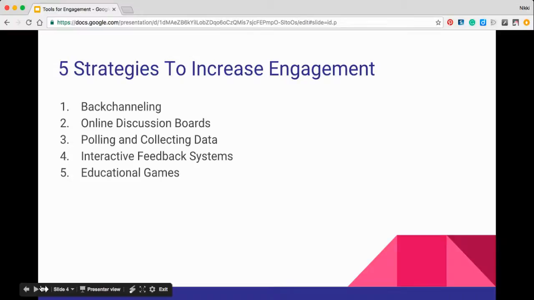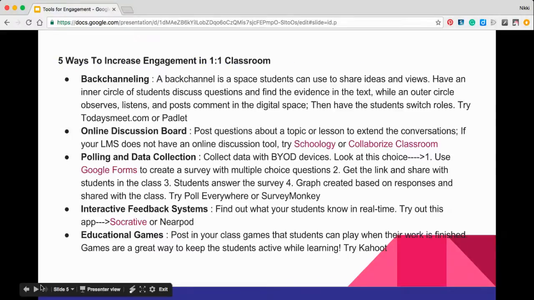So there are 5 strategies to increasing engagement in your classroom. There are back channeling, online discussion boards, polling and collecting data, interactive feedback systems, and educational games. So I'm going to briefly describe each one of those and then provide 2 potential tools that you can use for each of those strategies.